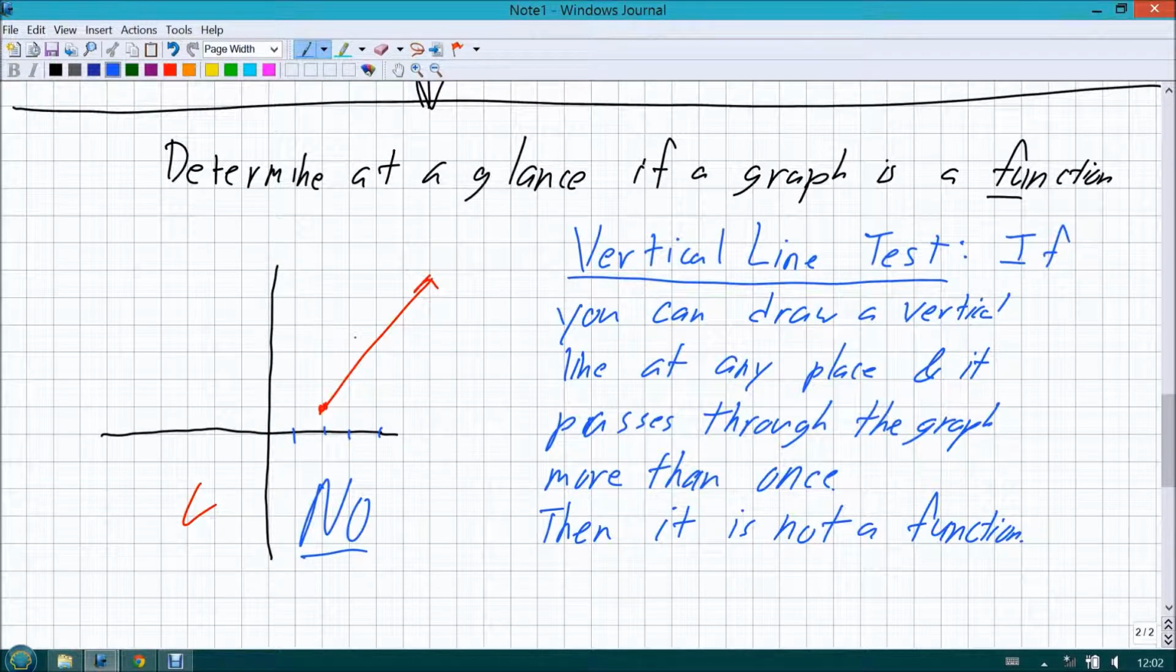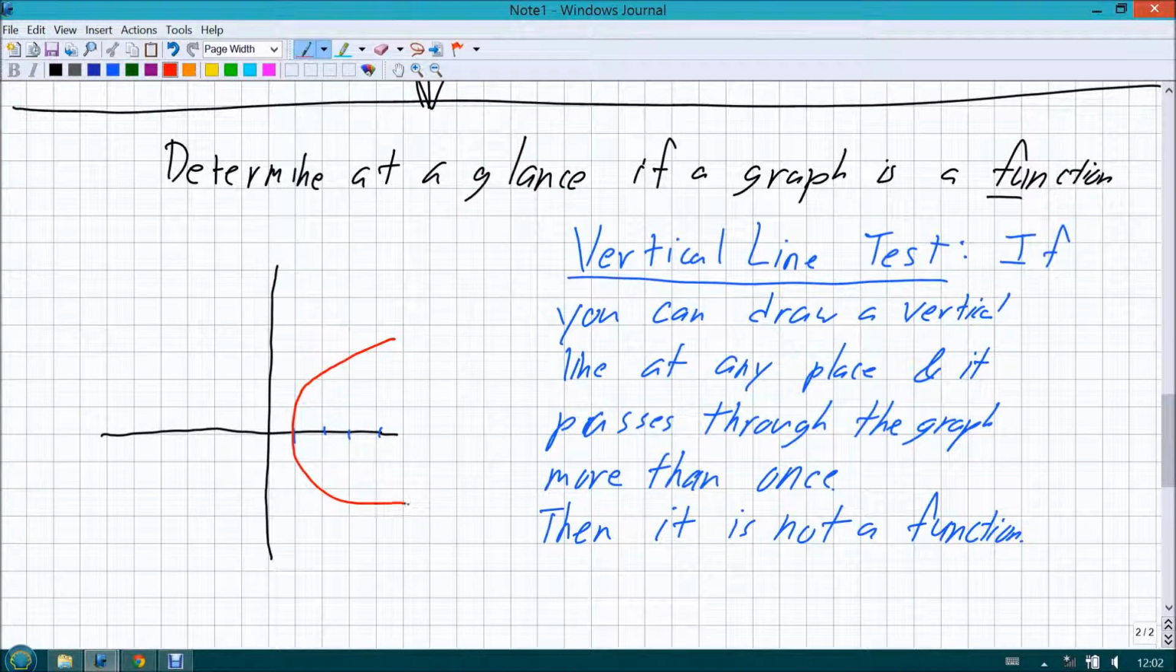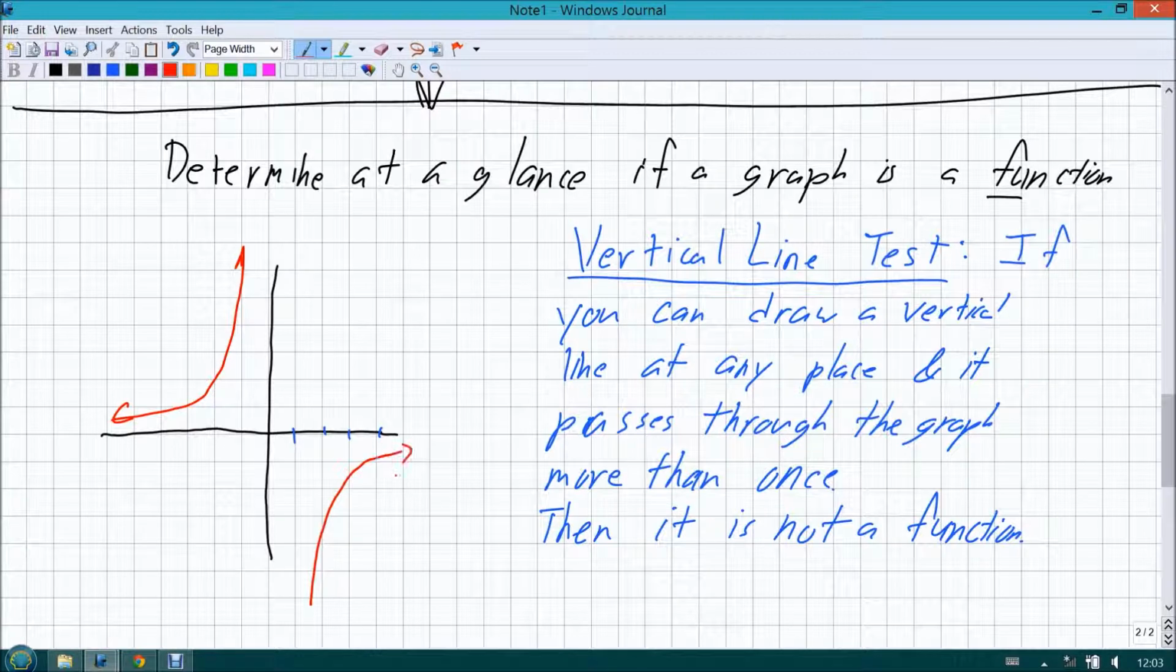All right, let's try another one. Let's try one where we have something that looks like this. Is this one a function? Well, it should be painfully obvious. Yeah, it's not a function. All right, that one was too easy. Let's try something harder. Let's try this one. Is this a function? Well, it says if you can draw a vertical line at any place and it passes through the graph more than once, then it is not a function.